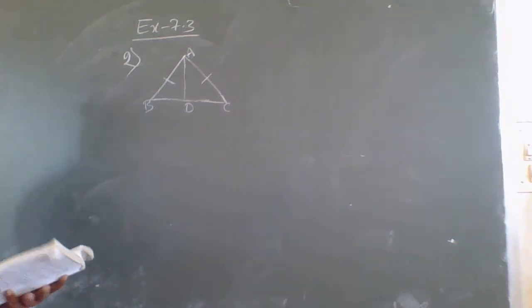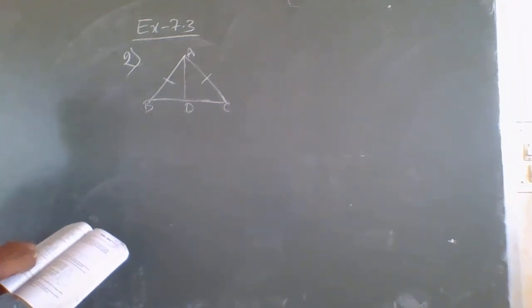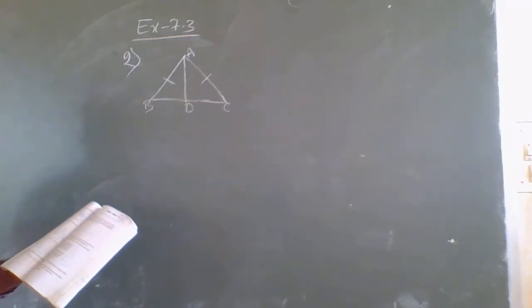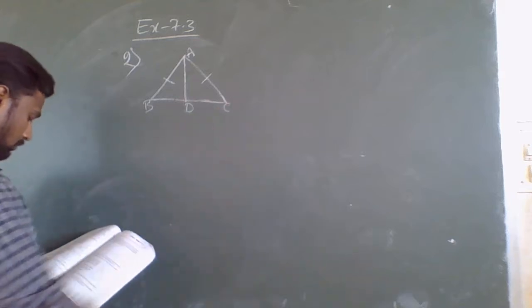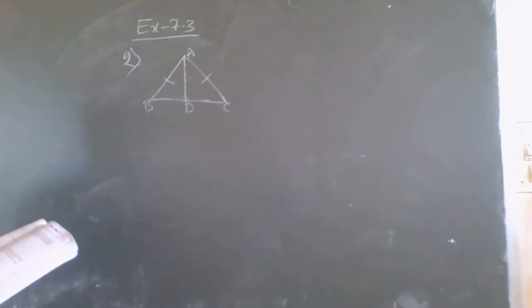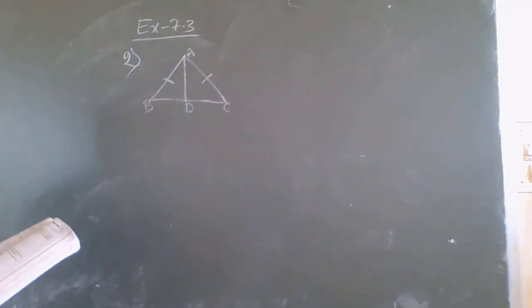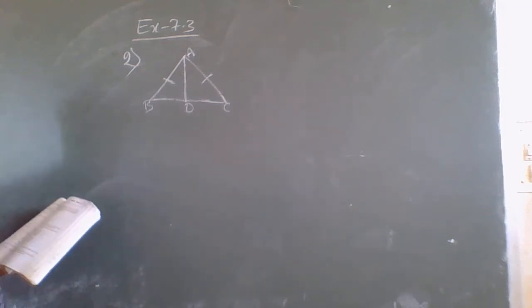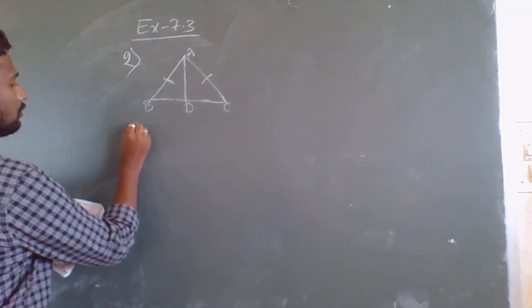What they have given here: AD is an altitude of an isosceles triangle ABC in which AB is equal to AC. Here this AB is equal to AC. Show that AD bisects BC. Here this AD bisects BC.